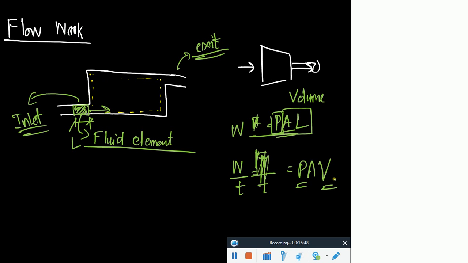The flow work is what? Physically, if you see this term, it is something which you are putting in to push the fluid element into that control volume. And similarly, if you look at the exit, that is something which you have to put in to extract that fluid element out of that system. So this is flow work inside the system and outside the system. Anyways, this is how you define it.